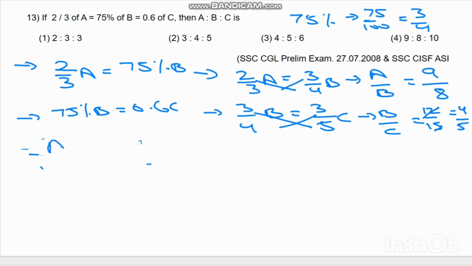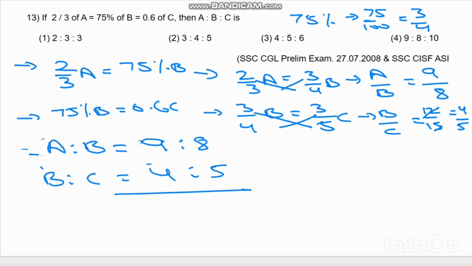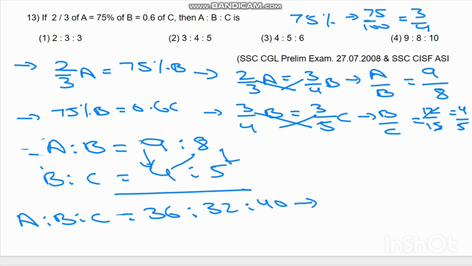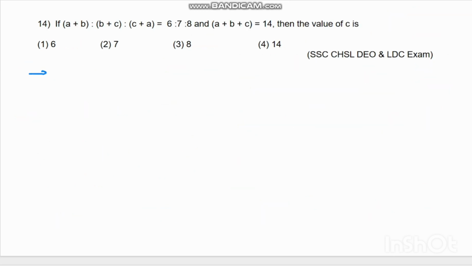So A is to B equal to 9 is to 8, B is to C equal to 4 is to 5. Then A is to B is to C equal to 9 4 is 36 is to 4 8 is 32 is to 8 5 is 40. So in 4 table, it can be simplified as 4 9s are 36, 4 8s are 32, 4 10s are 40. So 9 is to 8 is to 10. Option 4 is correct.